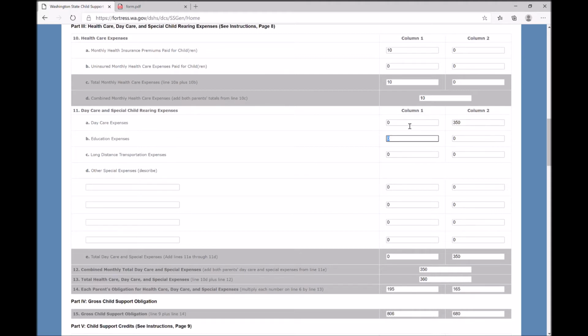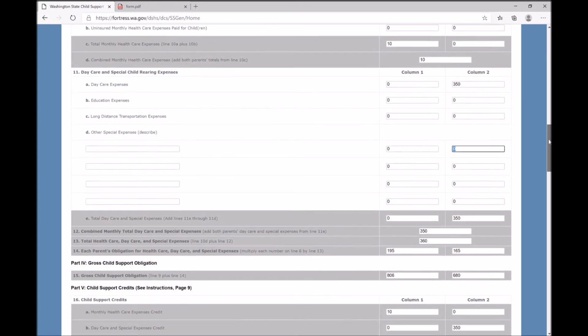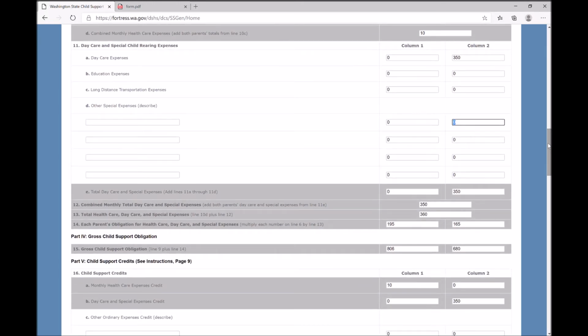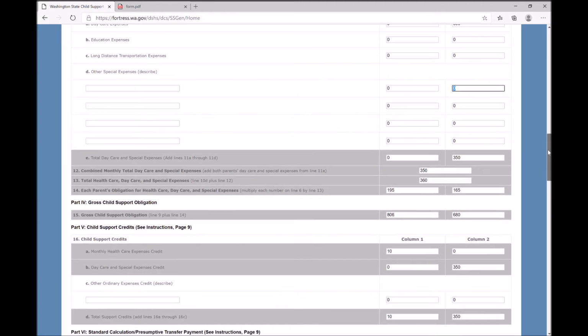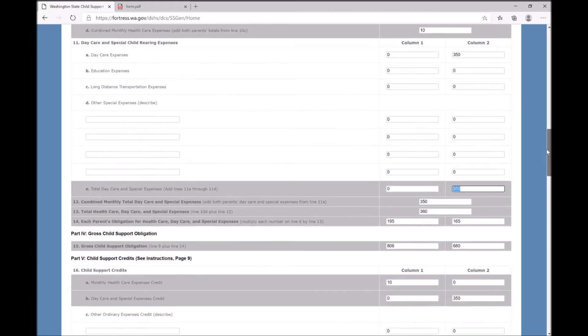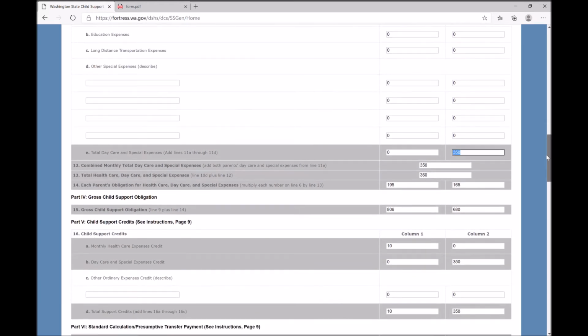under the mother. Education expenses, let's leave them as zero because maybe the kid just goes to public school and there's no additional expenses over and above the basic education expenses. And let's also assume that there are no other special expenses. But of course, if they apply in your case, feel free to add the special expenses here. So the total daycare and special expenses comes out to be 350 that the mother pays, and nothing that the father pays.